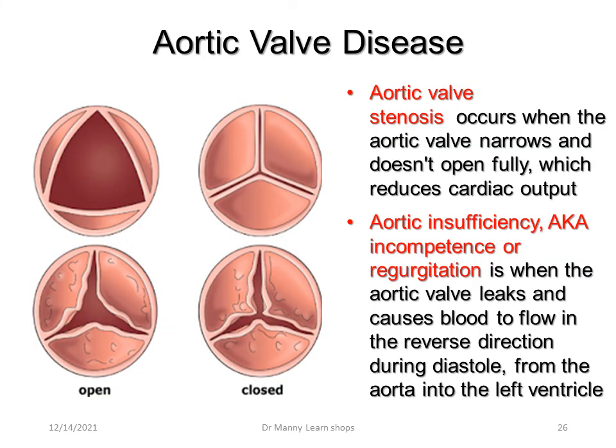When we look at aortic valve disease, you can have stenosis and insufficiency as well. Now, aortic valve stenosis occurs when the aortic valve narrows and doesn't open fully, which reduces stroke volume and cardiac output. With aortic insufficiency, also known as incompetence or regurgitation, the aortic valve leaks and causes blood to flow in a reverse direction during diastole, from the aorta back into the left ventricle.